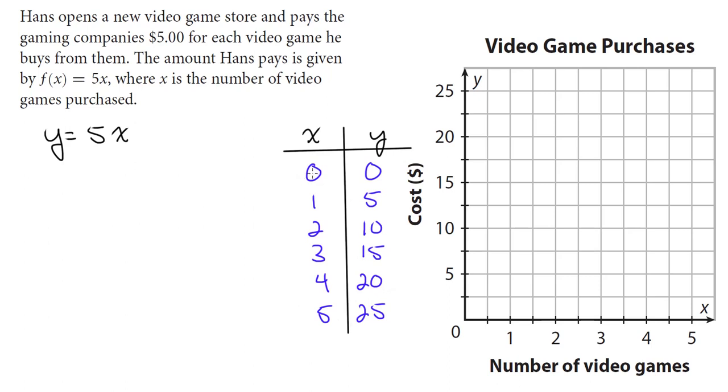Now let's go ahead and plot these points. So if he buys 0 games, he owes $0. 1 game, $5. 2 games, $10. 3 games, $15. 4 games, $20. And 5 games, $25.